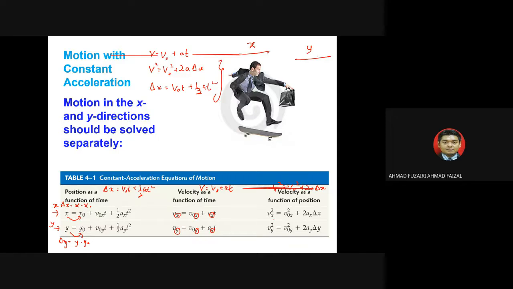So this one also, vx squared. Now added x, added v naught x, delta x. This one is already x. Y, v naught y, y, and delta y. So this is how you expand the equations of these three.